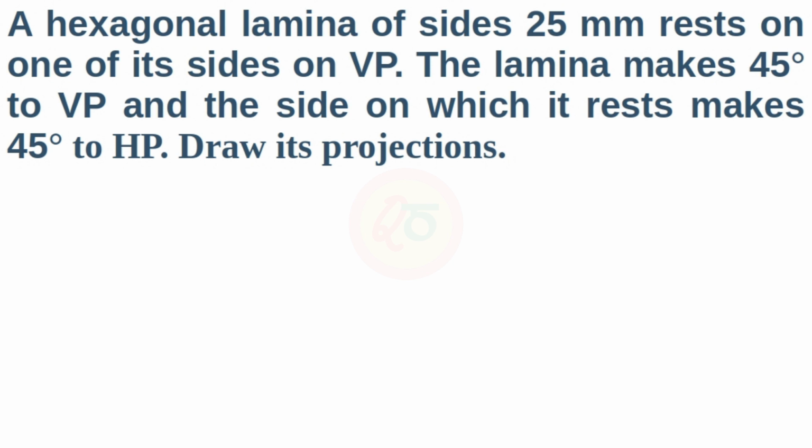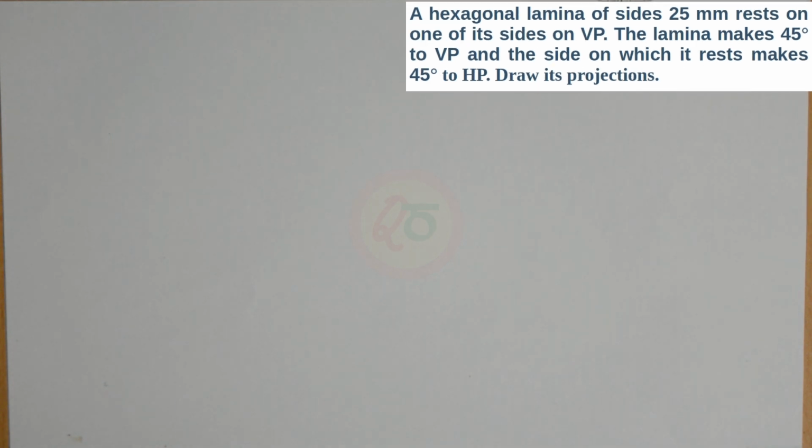Continuing our sessions on projection of planes, we look at a hexagonal lamina today, wherein the problem statement is: a hexagonal lamina of sides 25 mm rests on one of its sides on VP. The lamina makes 45 degrees to VP and the side on which it rests makes 45 degrees to HP. Draw the projections. This particular problem is very similar to the regular case problems that we have been solving, wherein there is no special consideration.